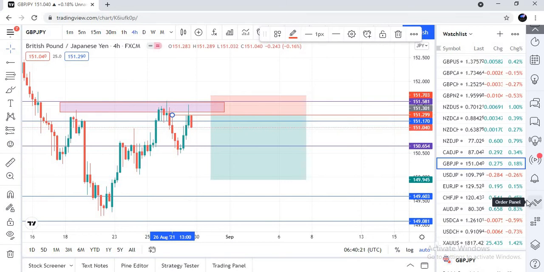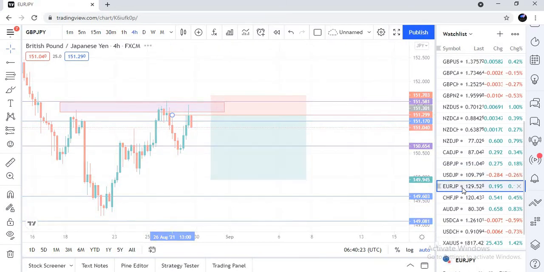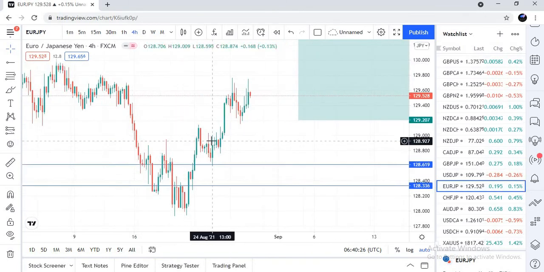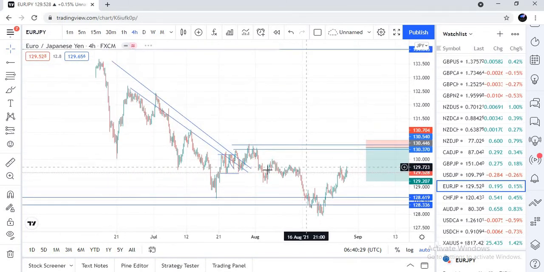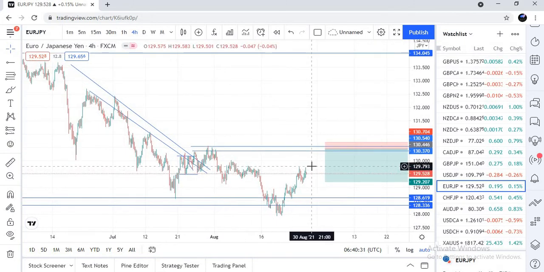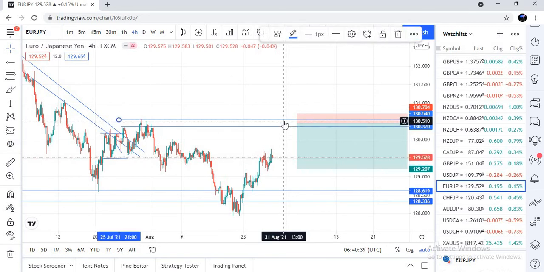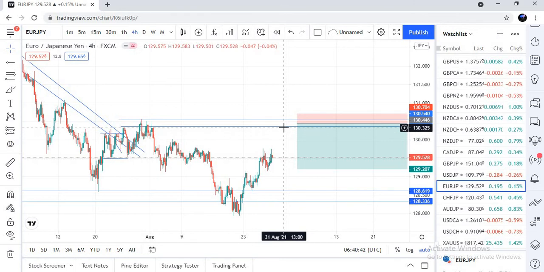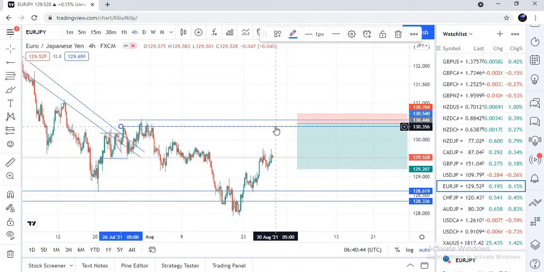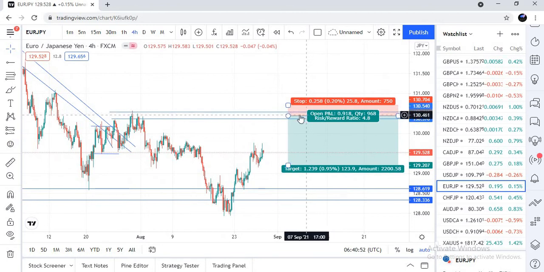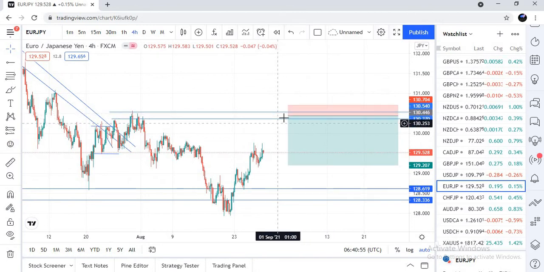So the next pair that we should be looking at is the euro to the JPY. The EURJPY looks like it might also sell. We're going to be watching these two levels right here, and we're not going to place a trade until it breaks this resistance level and gets to this other resistance level right here. So we set our risk to reward ratio in between both of these lines.